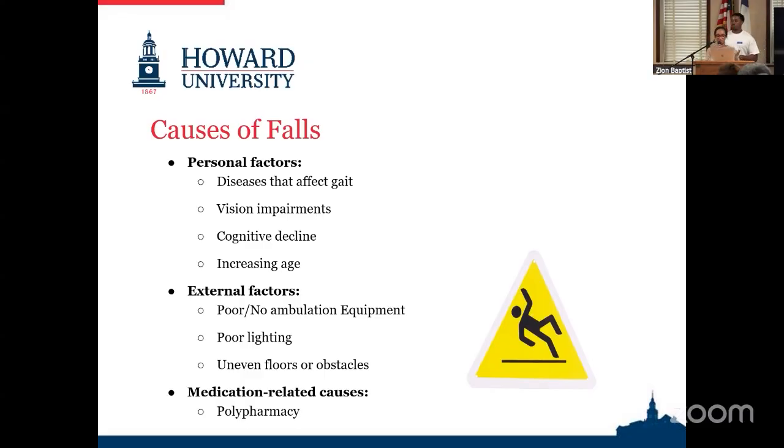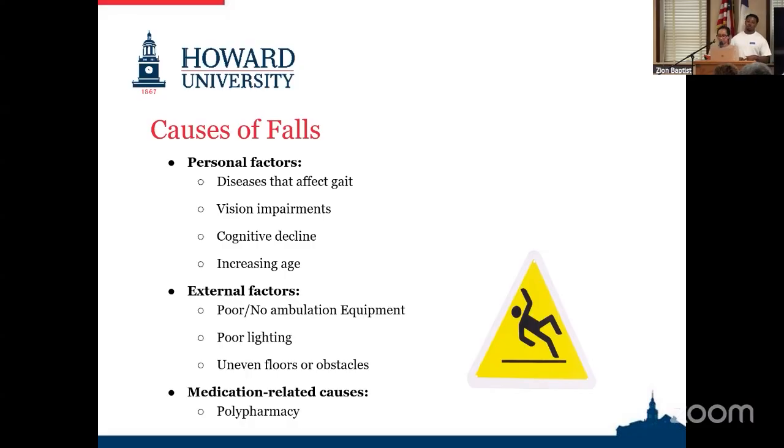Also environmental or external factors. So not using maybe a cane or a walker when you might need one. If you have poor lighting in your house, if you need to get up at night and go to the bathroom and you have no night lights or it's just dark, you're not able to see, that can also increase your risk. And uneven floors. So if you have rugs in your homes, I know you probably have heard this before, but we should probably get rid of some of those rugs because those can also increase your risk of falls.